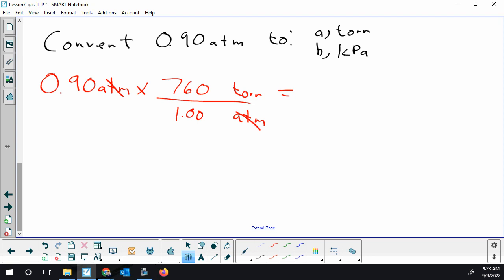Now in this case, there were only 2 significant figures in our original information. So I'm going to have to round to 2. So I have rounded this to 680 torr. The 6 is measured, and then the 8 got rounded. Those are 2 sig figs. The 0 is just a placeholder in the 1 spot.